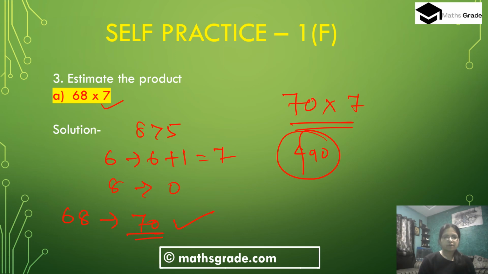70 multiplied with 7. This is the estimated product, and the actual product will be 68 multiplied with 7. And 7 sixes are 42 and 56, 42 plus 56 is 476. And 476 and 490 have a lesser difference between them. It is 476 and 490. They are much closer numbers. So this will be 70 multiplied with 7, which is equal to 490. So estimating the product, 68 multiplied with 7 is 490, and 490 is the answer.